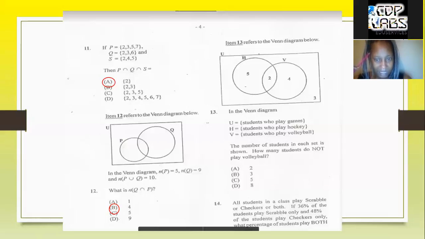Do not play volleyball. Yeah, we might play volleyball. This three down there. Do not play volleyball. Three students do not play volleyball. You're sure it's only three? It's 5 and 3. Exactly.